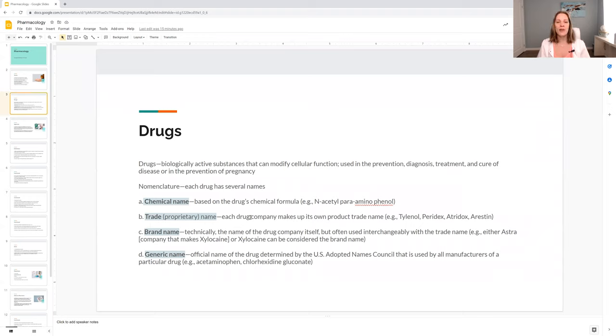Then going through drugs, of course, you need to know the chemical name. You need to know the difference between the trade name, the brand name, and the generic name. You absolutely need to know those things, because they will ask you on the board exam, such as Tylenol, Advil, aspirin. We all know what that is. That's a trade name. But what is their chemical name? Even in a case study, they might talk about the chemical name or the trade name. So you absolutely need to know that.